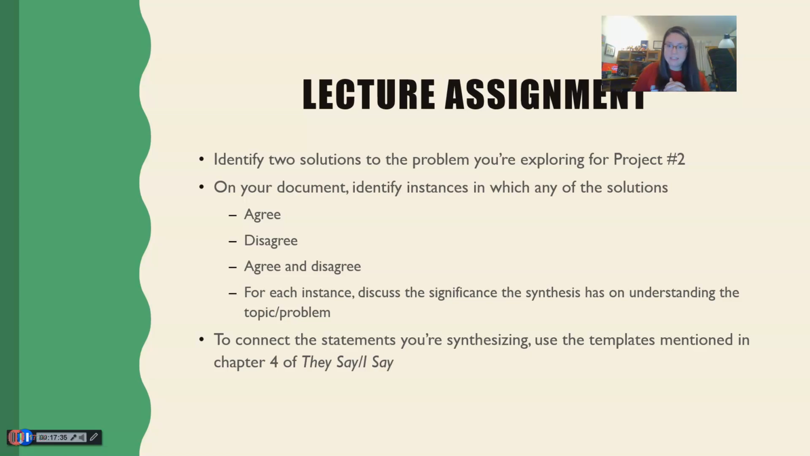To connect the statements that you're synthesizing, I'd highly recommend to use the templates mentioned in Chapter 4 of They Say, I Say. Really, they are very helpful and can be a great resource, not just for what we are doing in this class, but for a lot of the writing that I imagine that you're doing in other classes and will continue to do throughout your academic career.